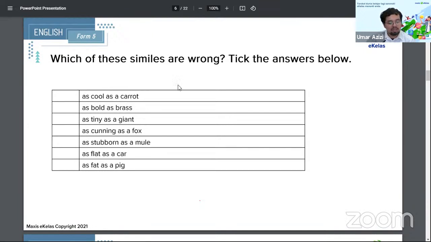So as cool as a carrot, is it one? Is it a simile? Is it right or wrong? We're going to look for the wrong ones. So we're going to stamp the wrong ones with the X instead. All right. So as cool as a carrot. Oh, false. Yes, as cool as a carrot is incorrect because carrots aren't known to be cool.